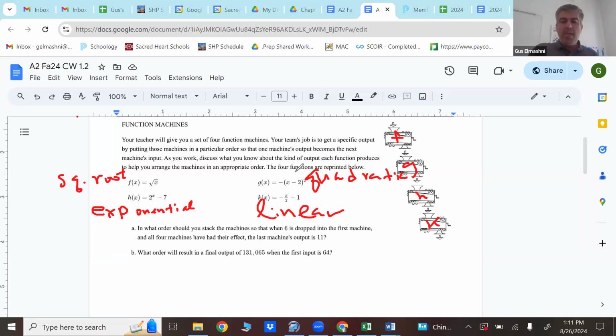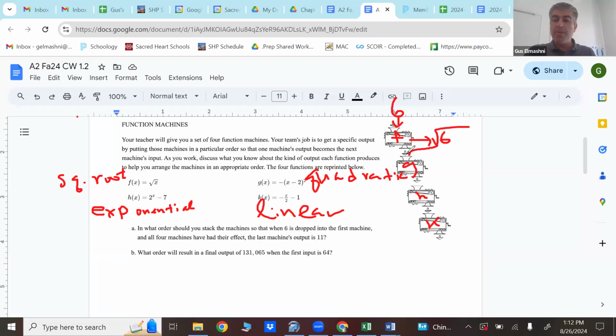Okay. If I put the 6 inside, right? What gets spit out if I put 6 inside of F? If I put 6 inside this function, what's gonna be my output? Yeah, which is kind of a weird number, right? Like, what is root 6? Like 2 point something, it's kind of weird.